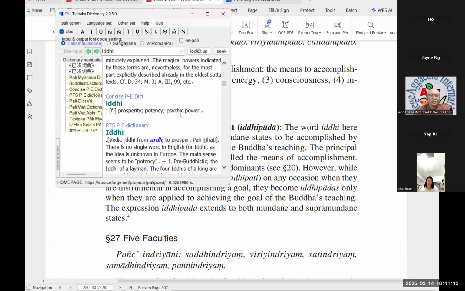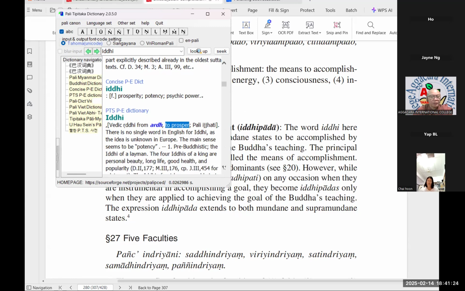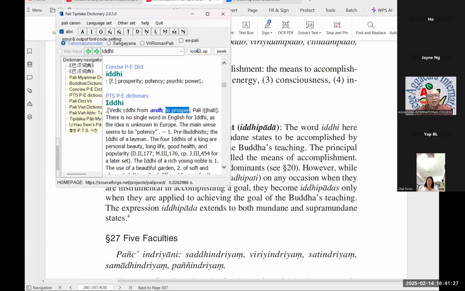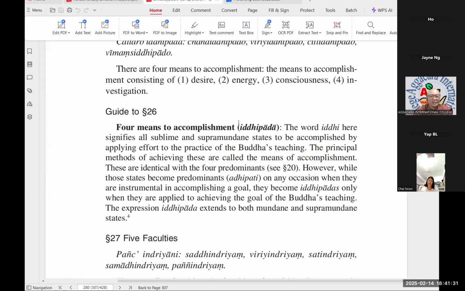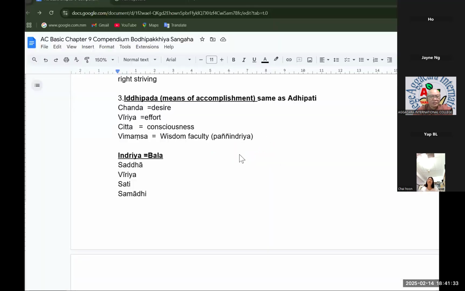For those who practice successfully in jhana, they can fly to the sky and so on, right? But it also can mean just successfulness, because the meaning is like prosperous and so on. So that's why this word iddhi, when we come to translation, is a headache, because there are various kinds of meaning here.